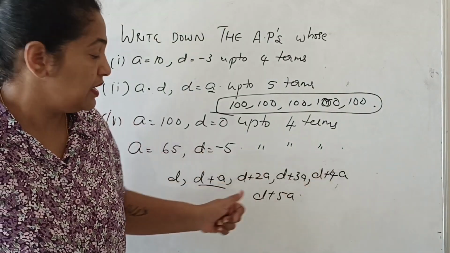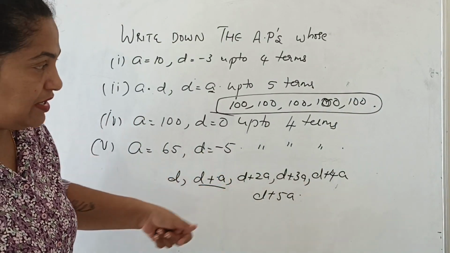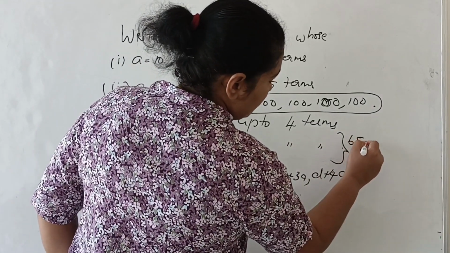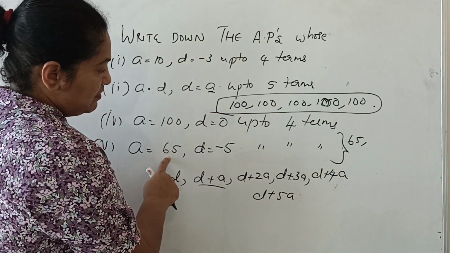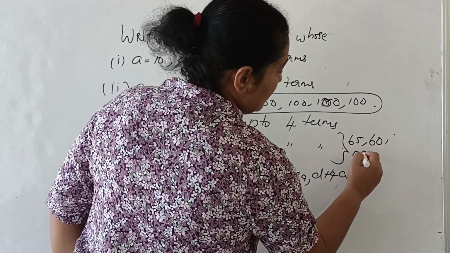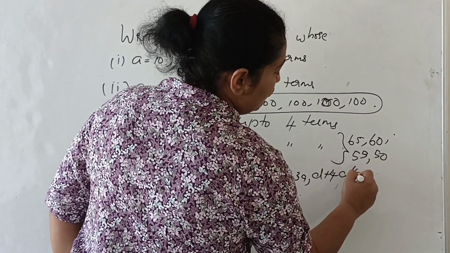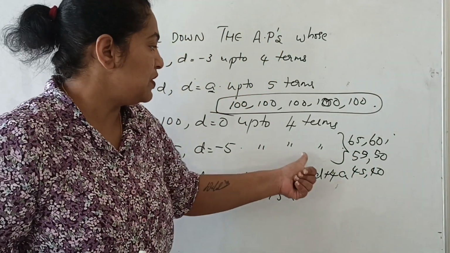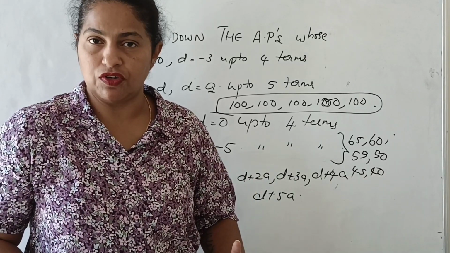Now, this one. 65 and minus 5. So, the first term up to 4 terms. First term is 65. The second term is 65 plus minus 5 giving me 60. Then I have a 55. Then I have a 50, 45, 40 and so on. Depending upon the number of terms, write down the arithmetic progression.